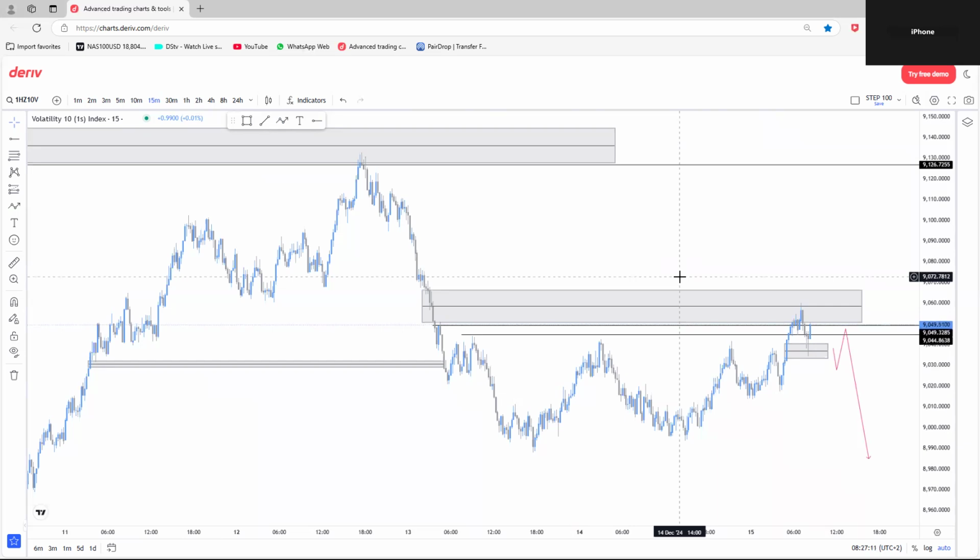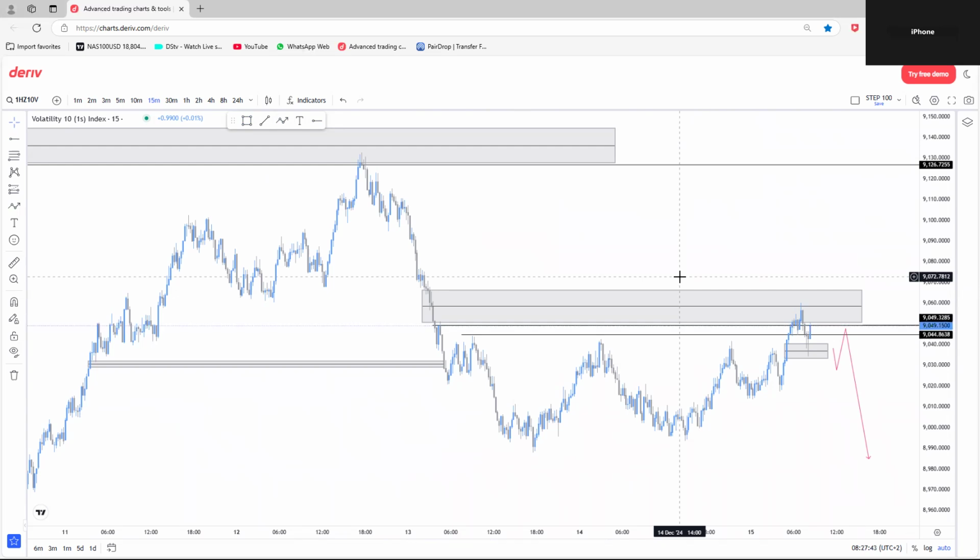We are not there on pullbacks yet, right? You need to understand what a pullback is in detail, not just look at one video and say, hey, this is a pullback. You need to understand what a pullback is, how to spot it, how to find it, and how to confirm that it is actually a pullback.